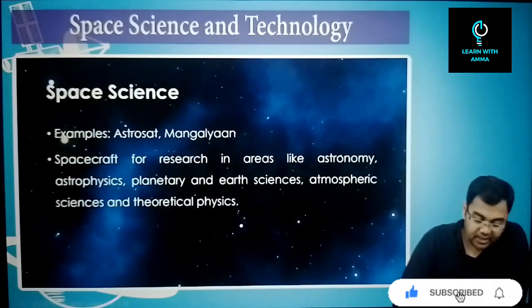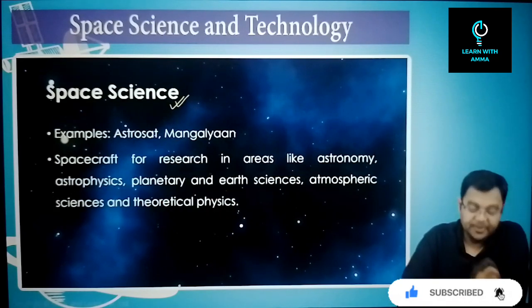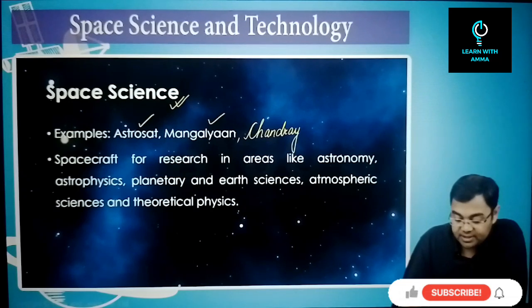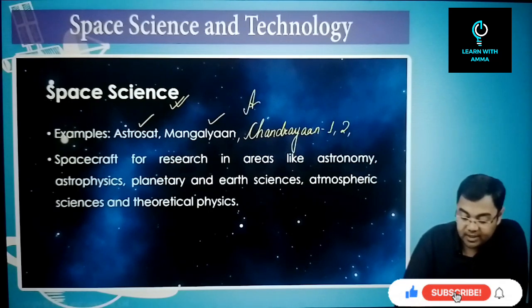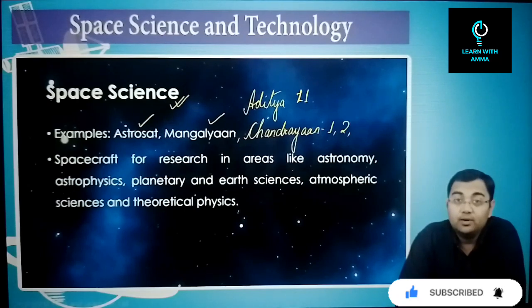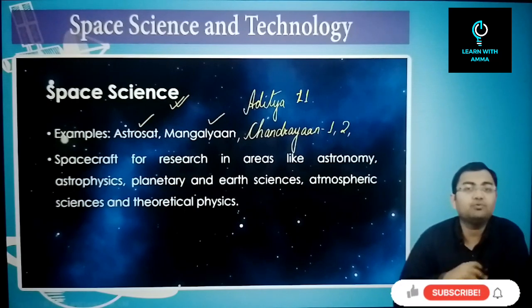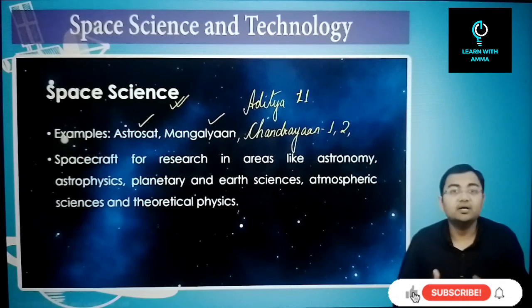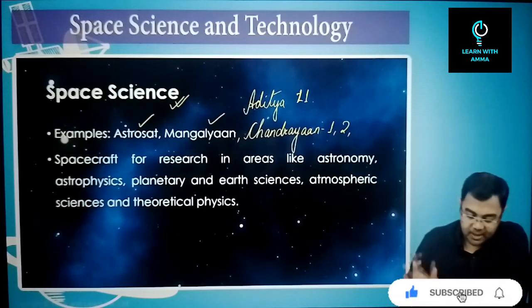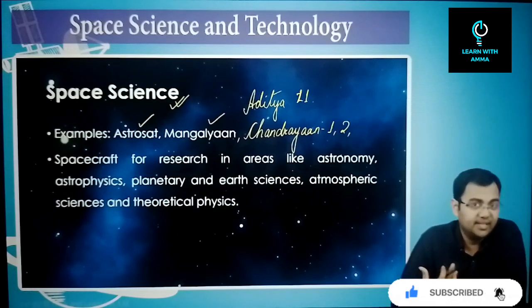Now, next we have satellites which are meant for space science. For example, you have Astrosat and Mangalyaan. You can add to the list Chandrayaan 1 and Chandrayaan 2, and the upcoming Aditya L1 can also be seen in the same list. All these satellites that have been launched for space science applications have not been launched for something related to the development of India or national development altogether, right? So these are for space science and exploration.